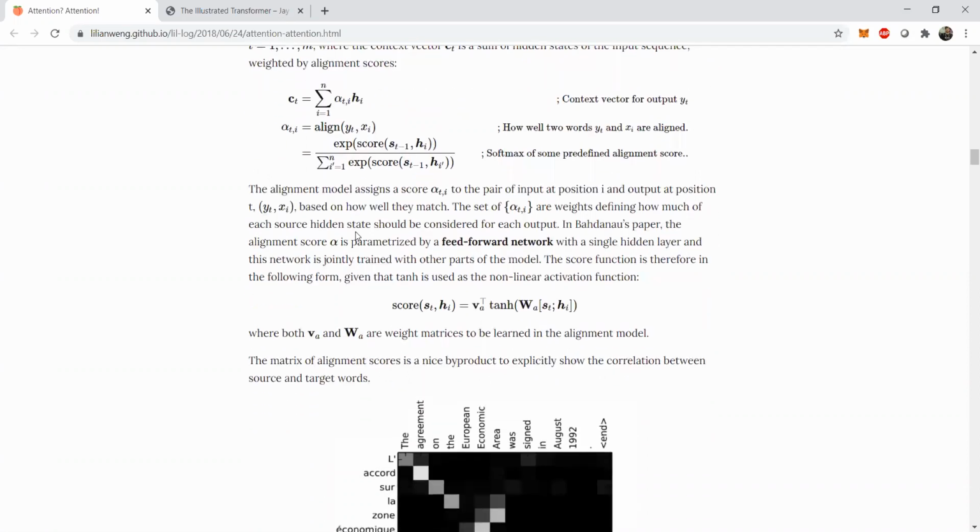Generally, the alignment model assigns a score alpha to the pair of input at position i and output at position t, which I mentioned. Now this alpha is parameterized by a feed-forward neural network, because if you want to apply certain weights, generally these are done with the help of dense layers or a simple FFN, that is a feed-forward neural network, in a single hidden cell, and the network is jointly trained and translated. Jointly trained means the weights are added, and then we apply a tanh activation that is given over here. The score is calculated with the help of the tanh activation that we see over here.